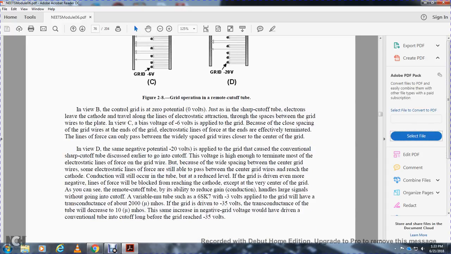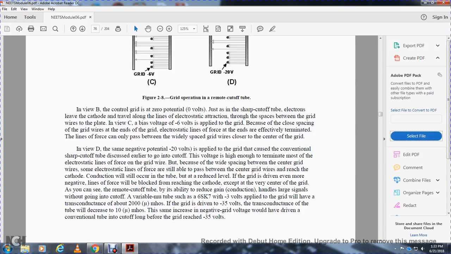In view B, the grid is at zero potential, and the electrons leave the cathode traveling along the electrostatic lines of force through the spaces between the grid wires to the plate. In view C, with a bias voltage of -6 volts applied to the grid, because of the close spacing of the grid wires at the ends of the grid, the electrostatic lines of force at the ends are effectively terminated. The lines of force can only pass between the widely spaced grid wires closer to the center of the grid.